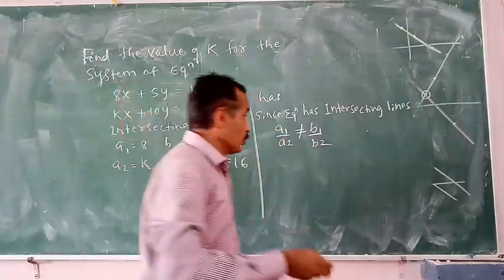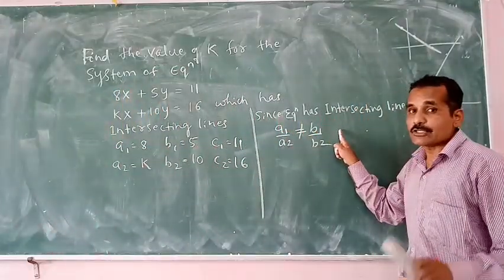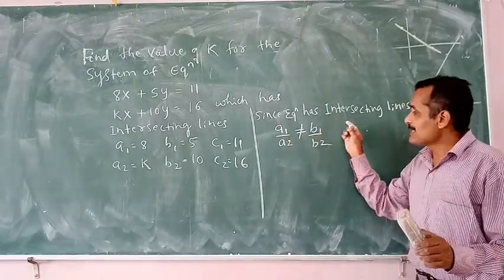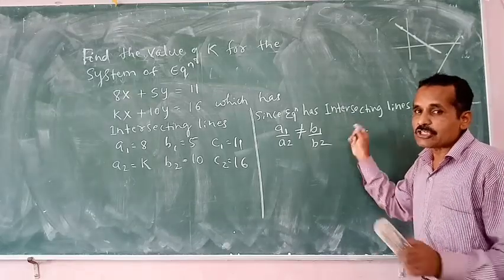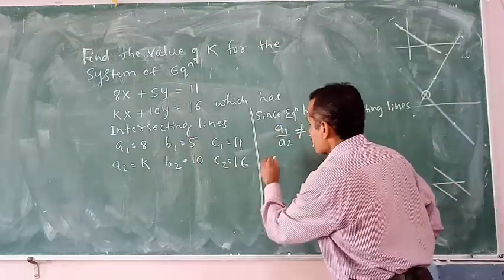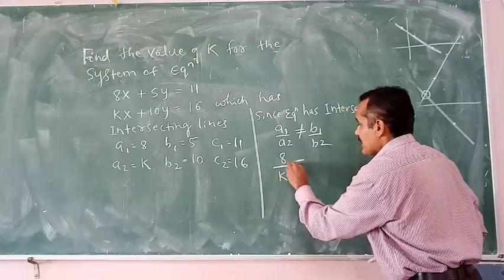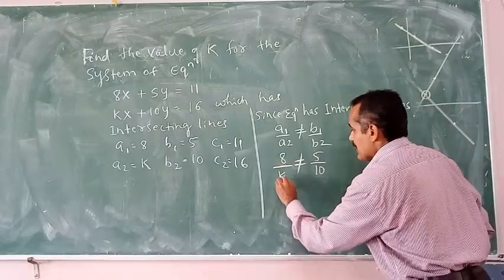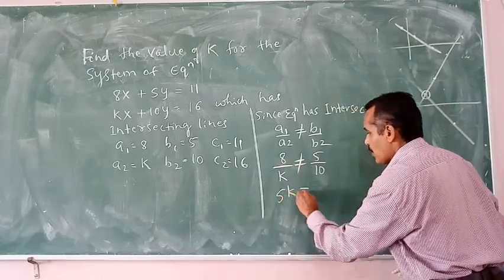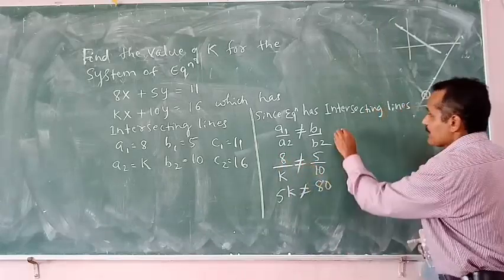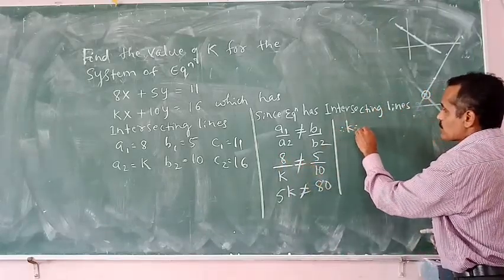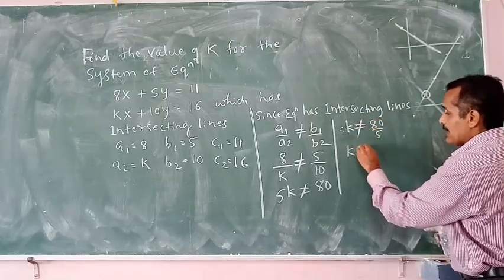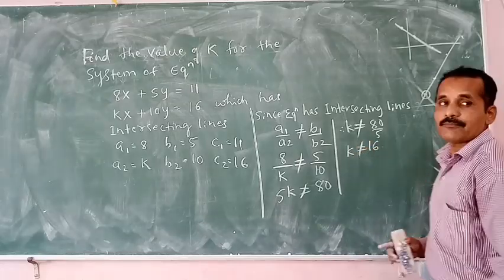And one more thing I have told you. Don't write anything about c1 by c2. Condition is only a1 by a2 is not equal to b1 by b2. c1 by c2 is not at all coming in the picture. Okay. a1, 8, divided by k, not equal to 5 by 10, cross multiply. It is 5k is not equal to 80. Therefore, k is not equal to 80 by 5. K is not equal to 16.